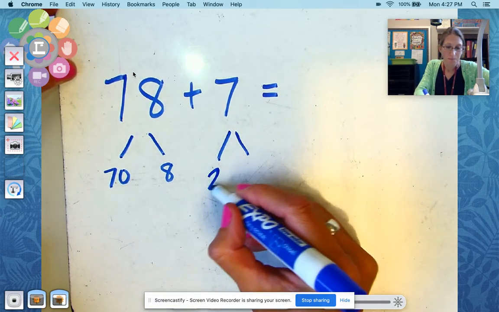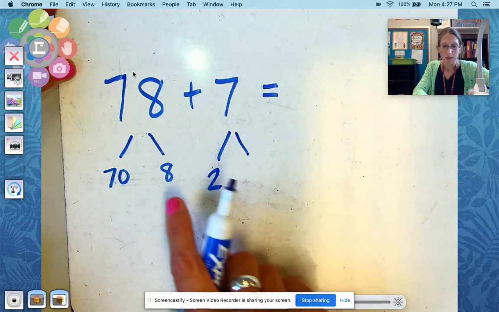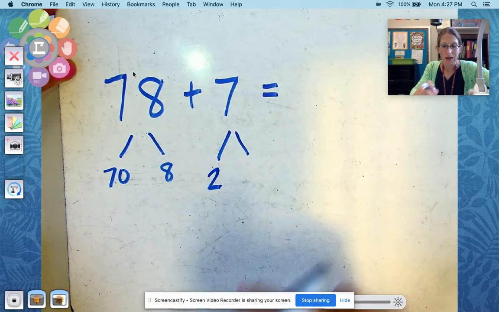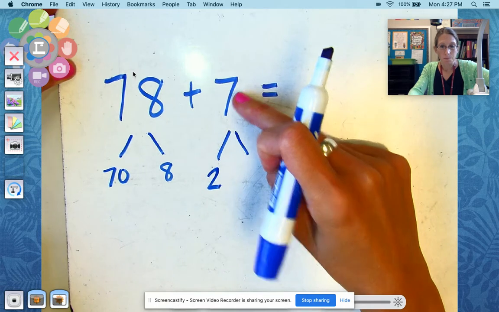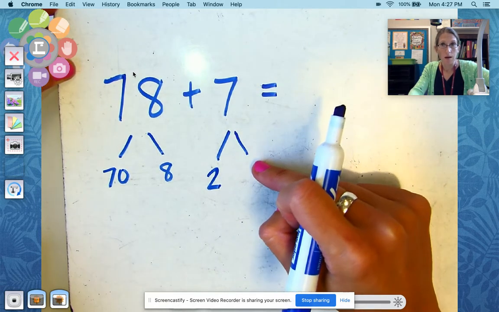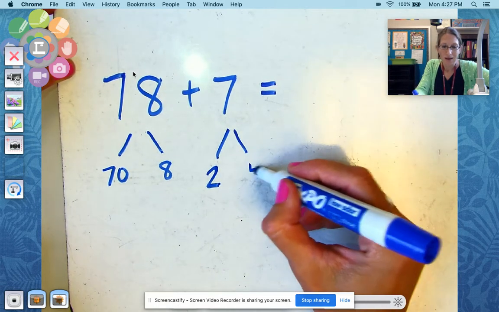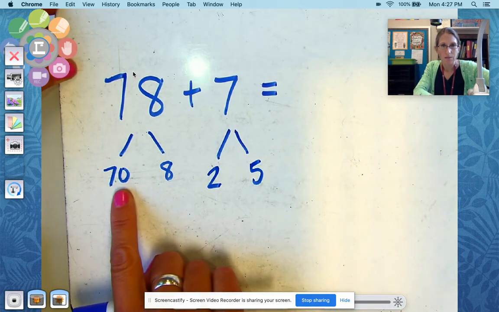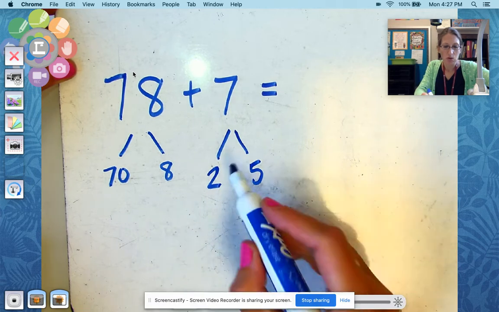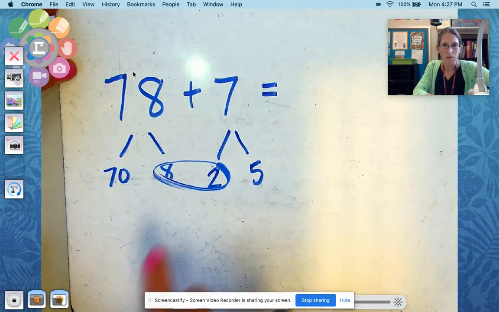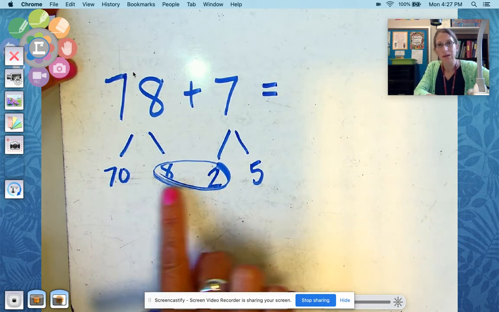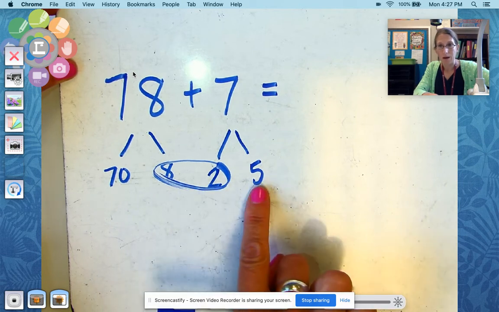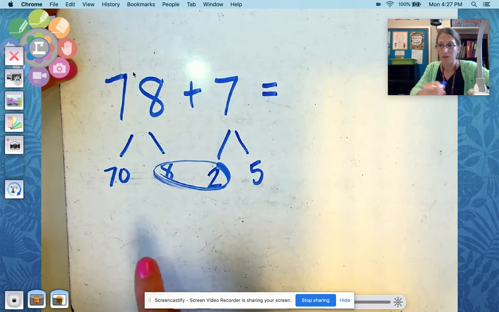Oops, nice job. Did you say 2? 8 plus 2 is 10, right? So I want to think of my 7 as a 2 and a 5. Nice job. And then I know I've got my 70 here. 8 plus 2. This gives me another 10. So now I've got 70 plus 10 makes 80, and 5 more makes 85.